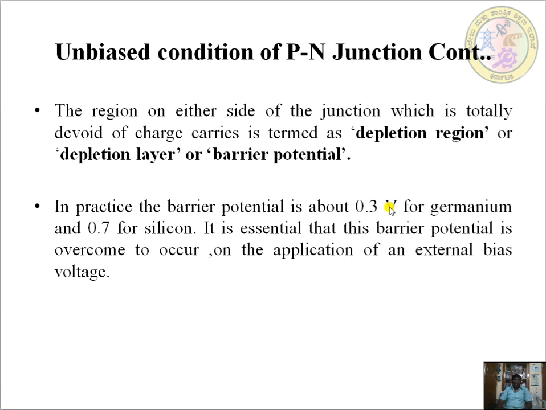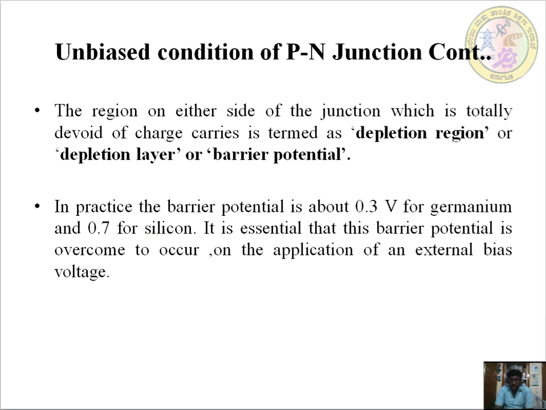So when we apply the voltage, whether a positive or a negative terminal, it will act as a diode. When we apply a voltage source, it acts as a diode, whether it might be forward bias or reverse bias. That part will be coming in the next session. Okay, next. So this is the unbiased condition.